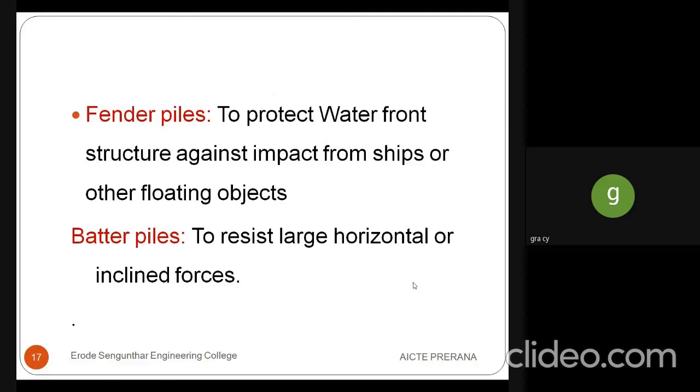The next topic is fender piles, to protect the waterfront structure against impacts from ships or other floating objects. Fender piles are applicable only for waterfront structures. And then the next topic is batter piles. They are used to resist large horizontal or inclined forces.